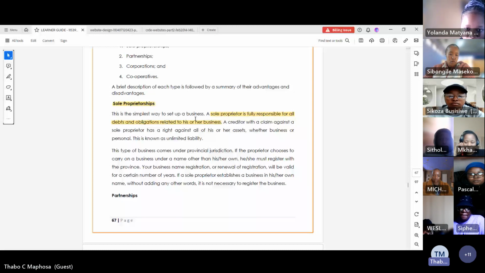That particular person that owns this business is responsible for each and everything that happens in that business. Even if there are debts involved, they are solely responsible for that.